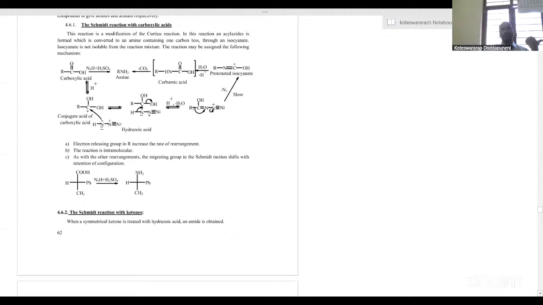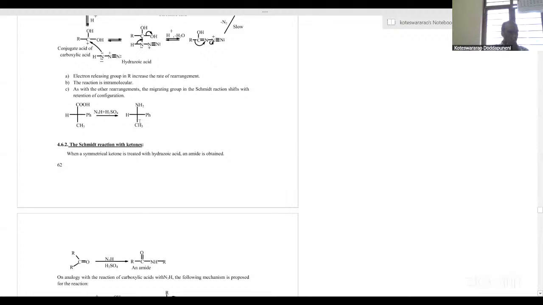Then it leads to the formation of this product, which on removal of nitrogen leads to the formation of isocyanate. This isocyanate, on addition of water, leads to the formation of carbamic acid. This carbamic acid undergoes decarboxylation that leads to the formation of amines. This electron releasing group in R increases the rate of reaction.